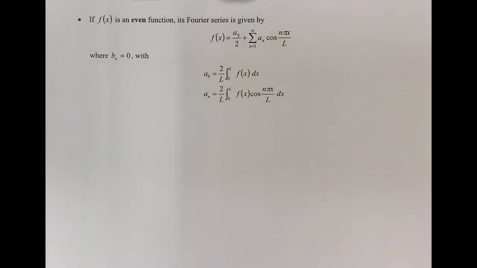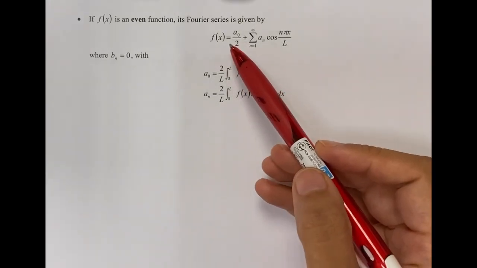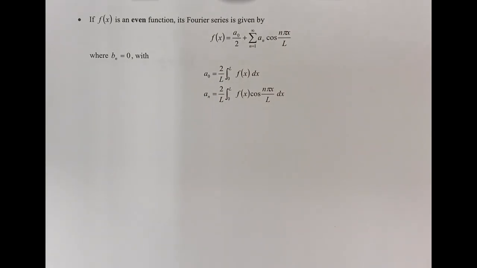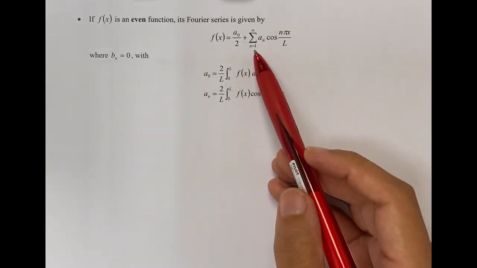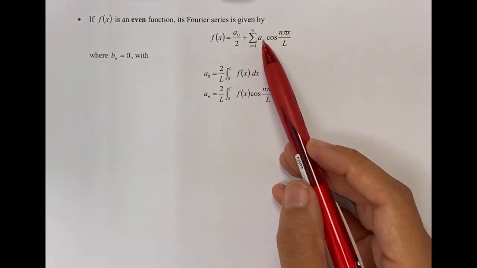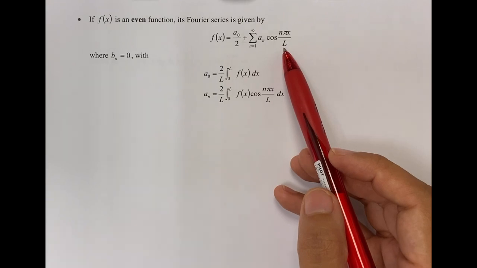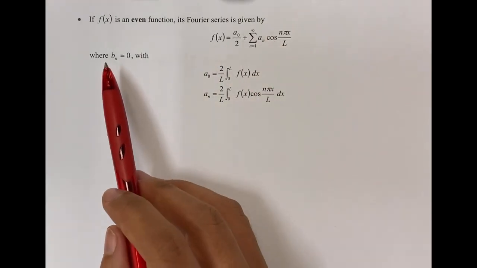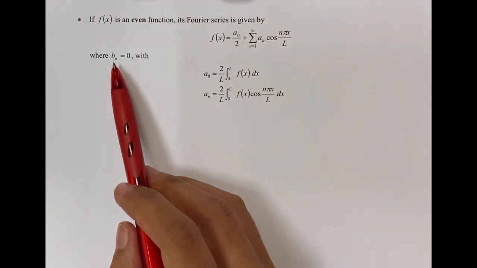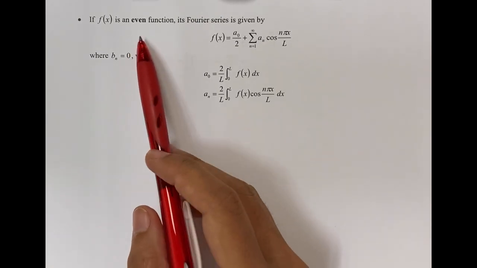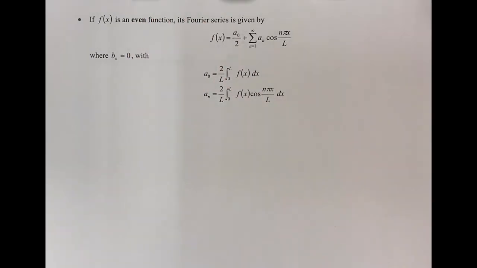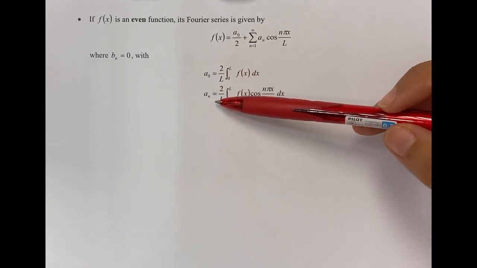But if your f(x) is an even function, you have a simpler formula, where f(x) equals a0 divided by 2 plus the summation from n equals 1 to infinity of an cos(n pi x over L). For this, you don't have to find bn, because we assume bn is equal to 0, since it is an even function. So just find a0 and an.